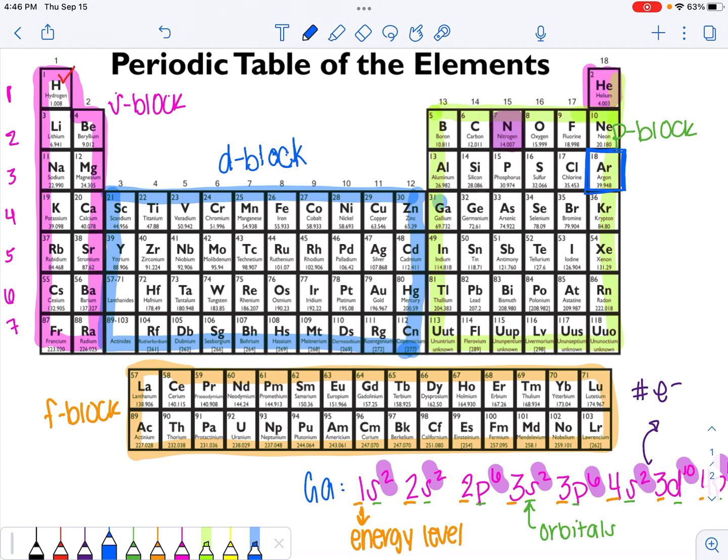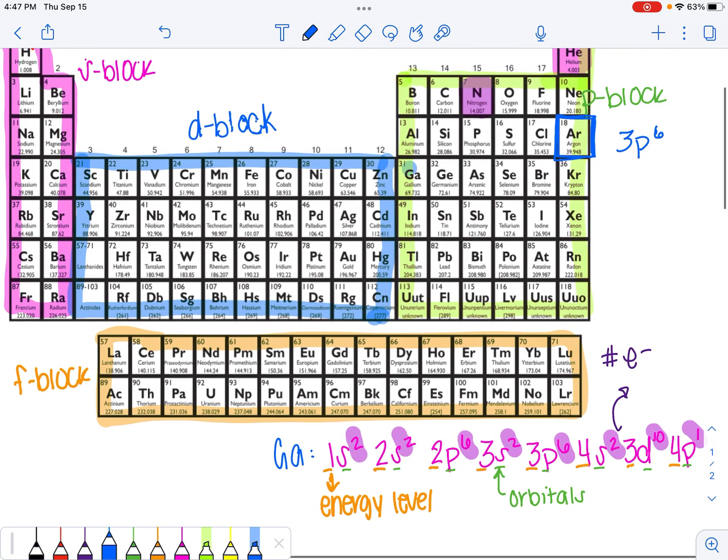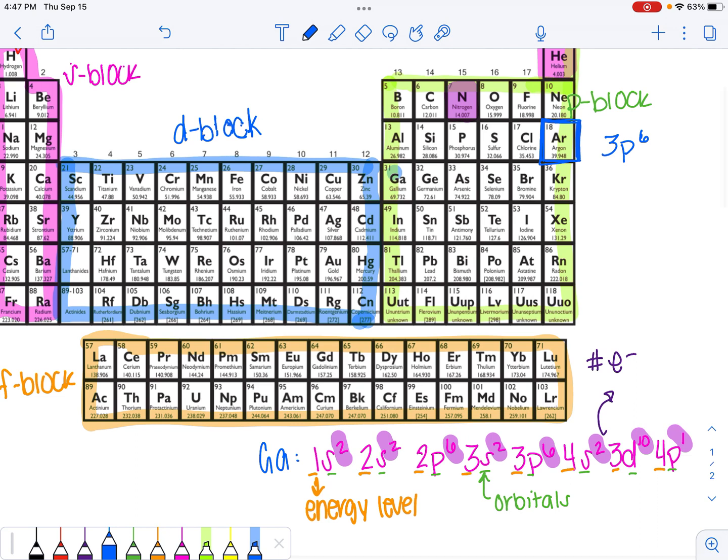If we take a look at argon's electron configuration, since it's in the third energy level, the very end of it should be 3. It's in the p block, so it's going to be in the p orbital, and it's all the way at the very end, so it's filled with 6 electrons. So this is going to be 3p6. What I'm going to do is head down to my gallium electron configuration and note that 3p6 shows up right there. This means that all of this is the electron configuration for argon.